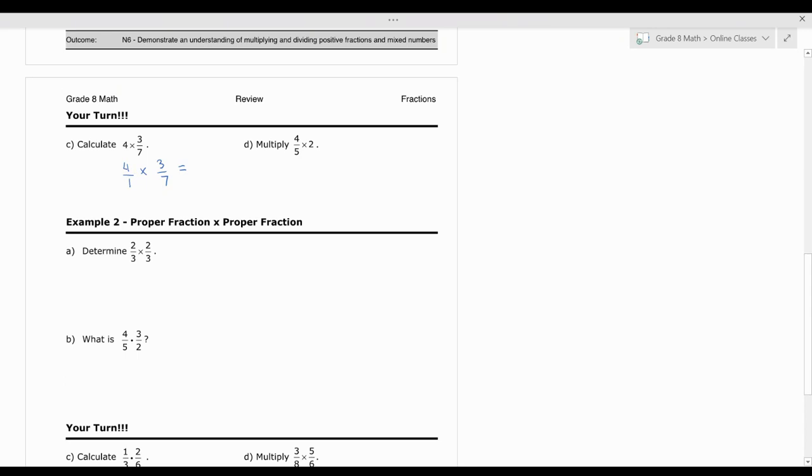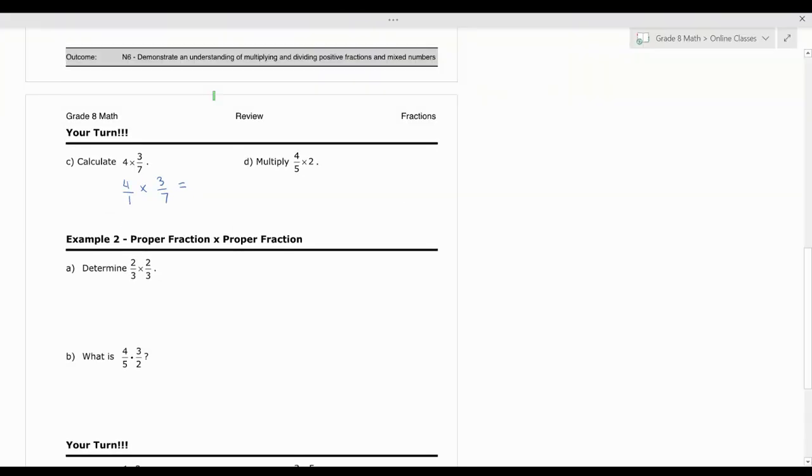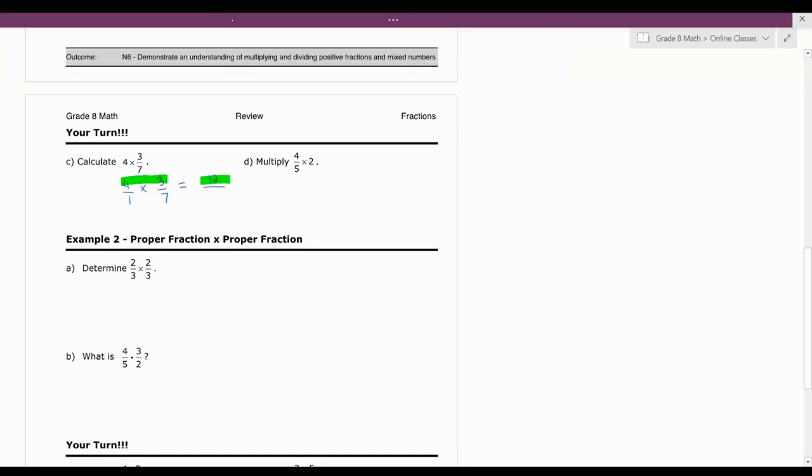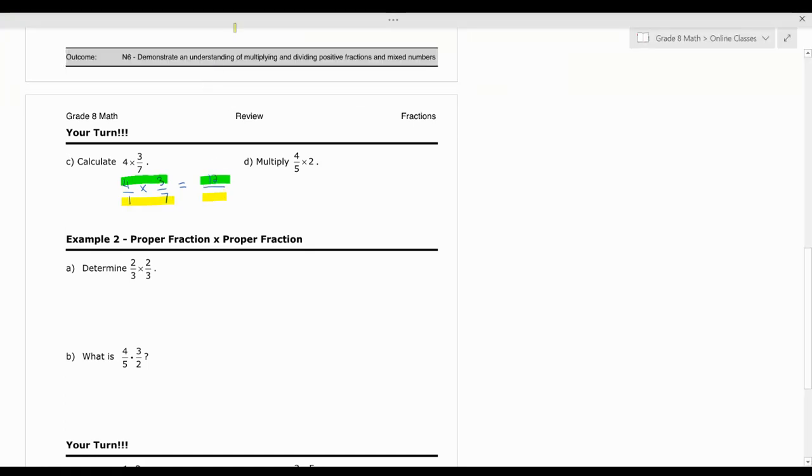And again, top times top. So I would get 12 over bottom times bottom, you would get 7. Okay, check if you can simplify that. Nothing divides into the top and the bottom, so I could leave this as my final answer or state it as a mixed number. So this would be 1 and 5/7. So hopefully you got that as your answer when you tried it on your own.